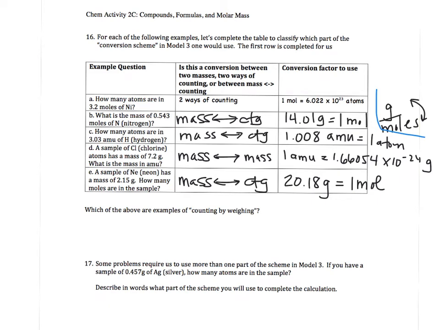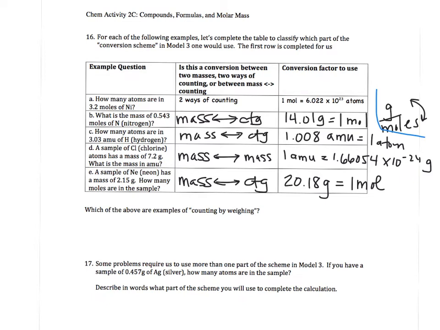Now this next question is a really important one conceptually. Which of the above examples are counting by weighing? Let's first talk about what counting by weighing is. So in the laboratory, we can't take a sample out and count out like, okay, here's 80 atoms of carbon. We just can't do it, they're too small. But what we can do is weigh out a certain mass of carbon, and if we know something about carbon, we can convert that mass into a number of carbon atoms.